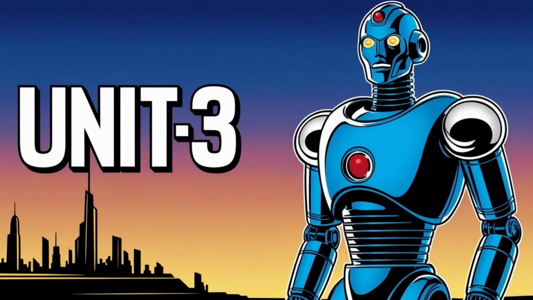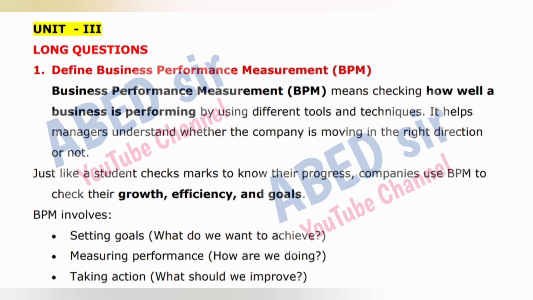Unit 3 first important short question is: define Business Performance Measurement (BPM). Business Performance Measurement (BPM) means checking how well a business is performing by using different tools and techniques. It helps managers understand whether the company is moving in the right direction or not. Just like a student checks marks to know their progress, companies use BPM to check their growth, efficiency, and goals.